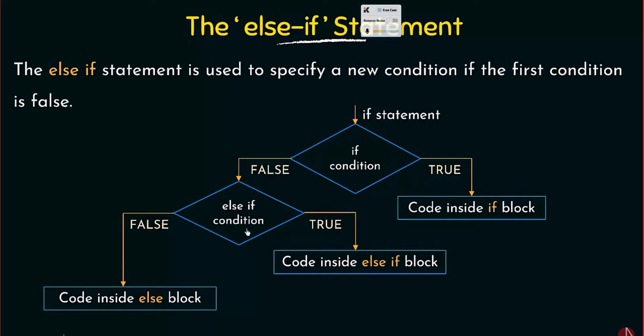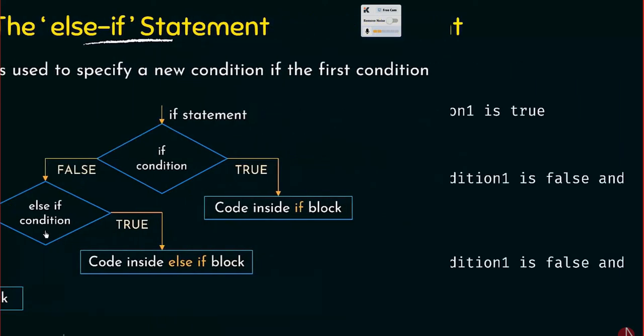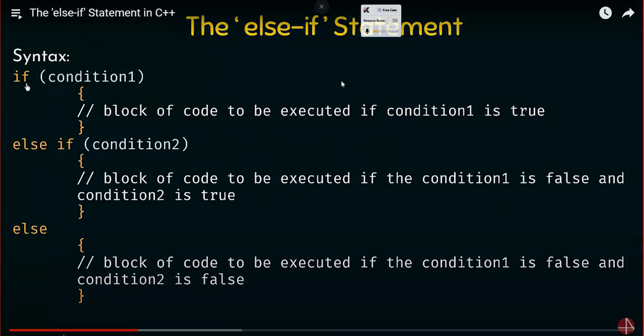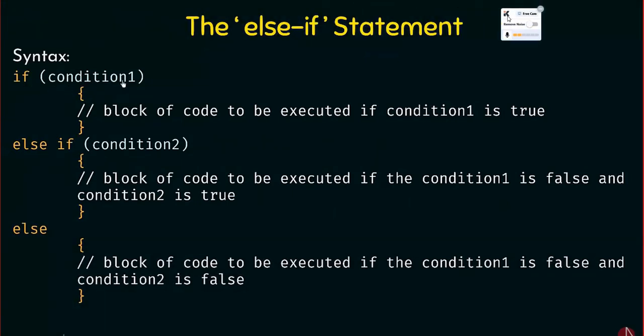So we see that there are going to be two conditions over here, the if condition and the else if condition. Okay, so let us see the syntax and then we will see an example to see its working. So coming to the syntax, we start with the if condition. So if and then within parenthesis we write the condition. Now if this condition is true, then the block of code to be executed if condition 1 is true is written over here.